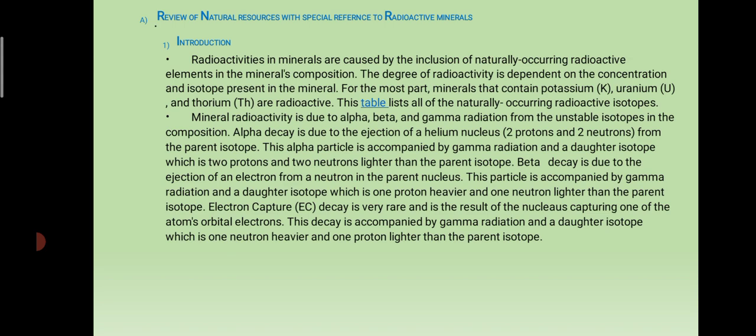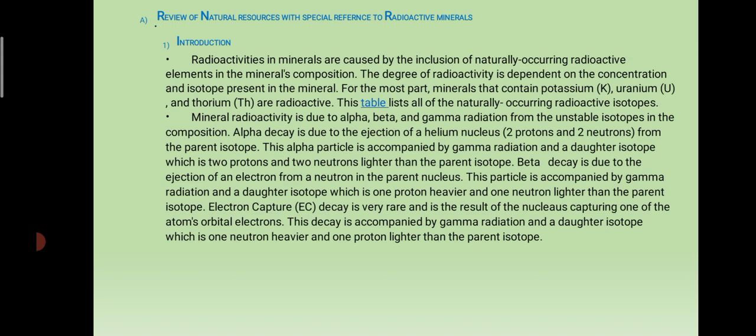The list is explained in tables, but we are considering mineral activity due to alpha, beta and gamma radiation from unstable isotopes. Alpha decay is due to ejection of a helium nucleus, 2 protons and 2 neutrons, from the parent isotope. The alpha particle is accompanied by gamma radiation, and the daughter isotope is 2 protons lighter than the parent isotope. Beta decay is due to the ejection of an electron from a neutron in the parent nucleus. These particles are accompanied by gamma radiation, and the daughter isotope is 1 proton heavier and 1 neutron lighter than the parent isotope.